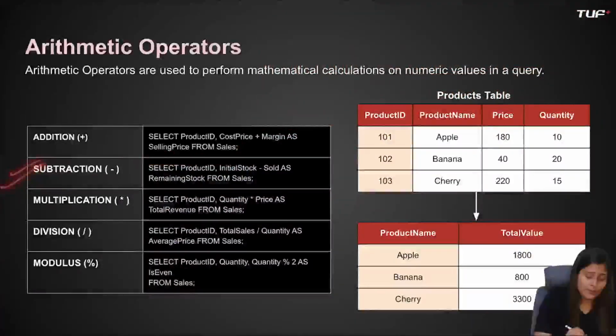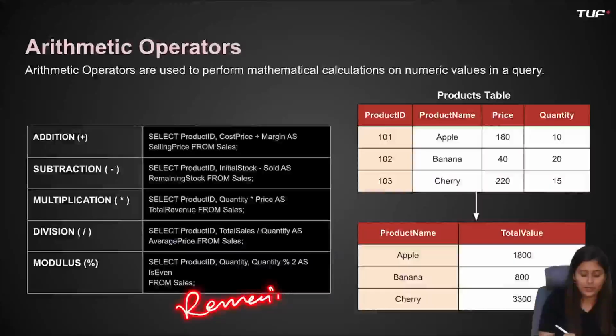Next, similarly, subtraction. So initial stock minus sold. Basically we have two columns which we subtract. So the actual decimal values will get subtracted and renamed as the column name remaining stock. This is how we'll do it for multiplication also, for division also, and for modulo. Modulo is nothing but the remainder.